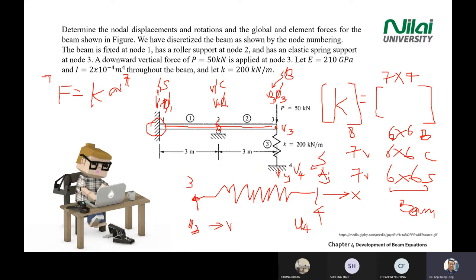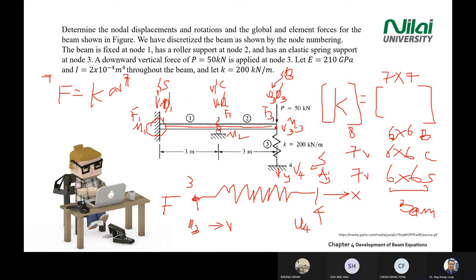So what are the F you have? For beam, you have force and moment. So F1, M1, F2, M2. This is a beam, right? Beam point 3 also has F3, M3. Look at the spring. For the spring, the only force involved is F. So F3, F4.